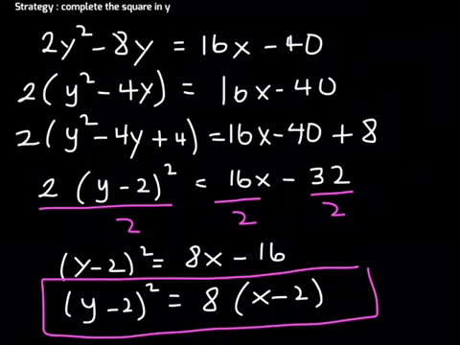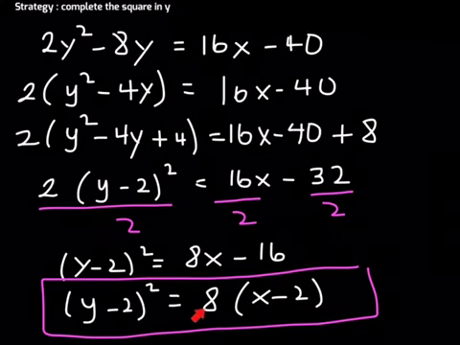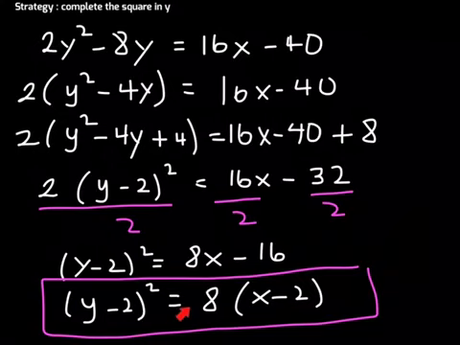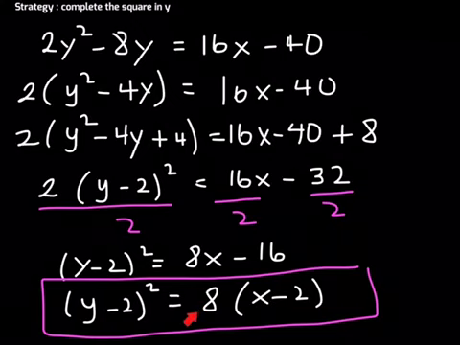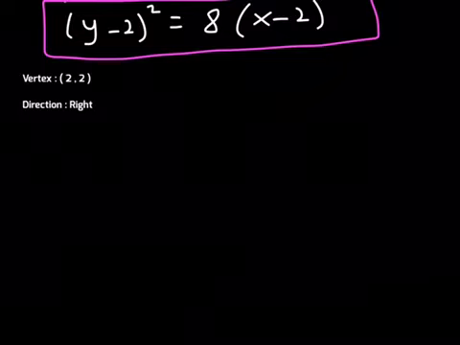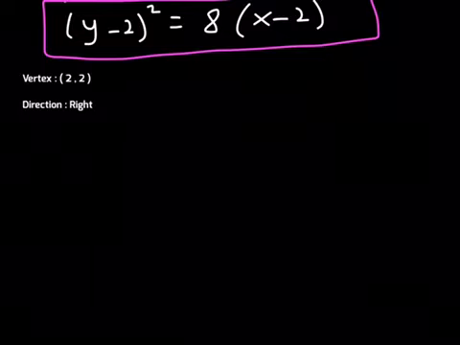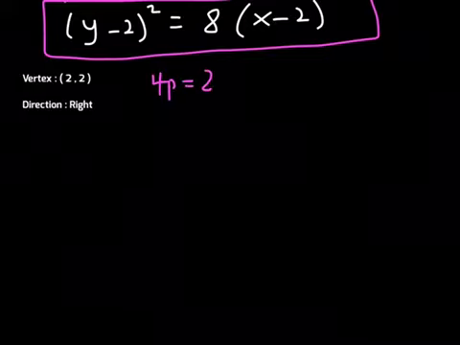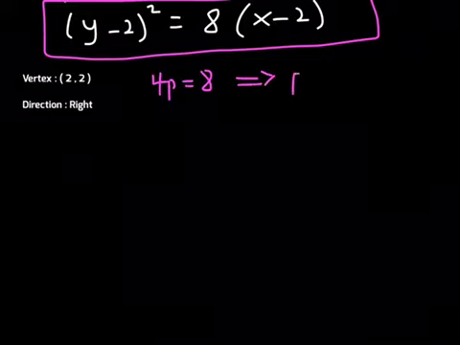So now you can see that 8, which represents 4 times p, is positive. This parabola, which we said in the beginning, because the variable y is being squared, is opening to the left or to the right. But now that we see a positive 8 right here, we know our p-value is also positive, which means this parabola is opening to the right. Now what I would love to do is to find p. We know that 4p is equal to 8, which tells us that p is equal to positive 2.